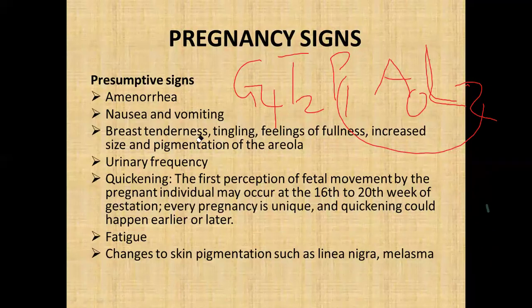Please, with this same scenario, let's say the person has four pregnancies, two term, no preterm, no abortion, and two are living, and one is dead. How are you going to write that one? Come again.